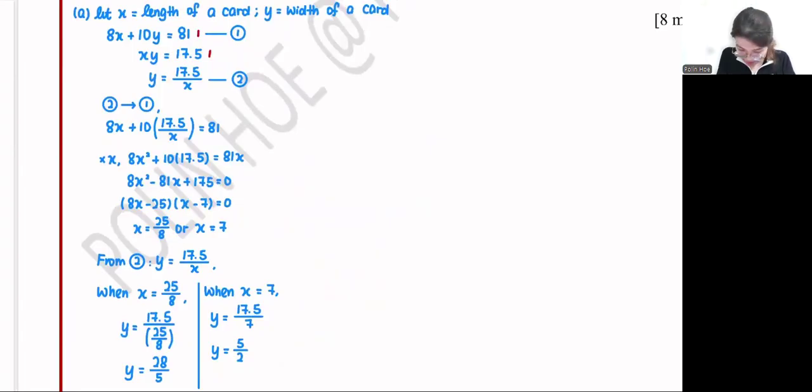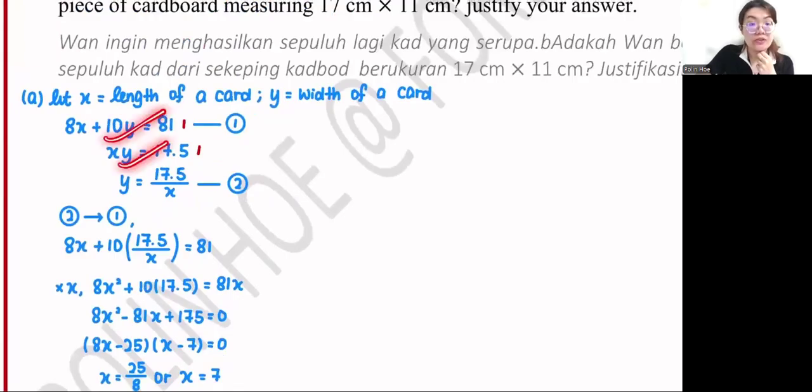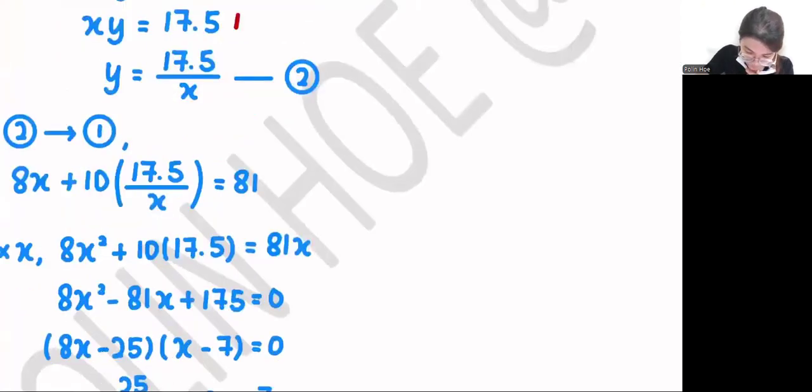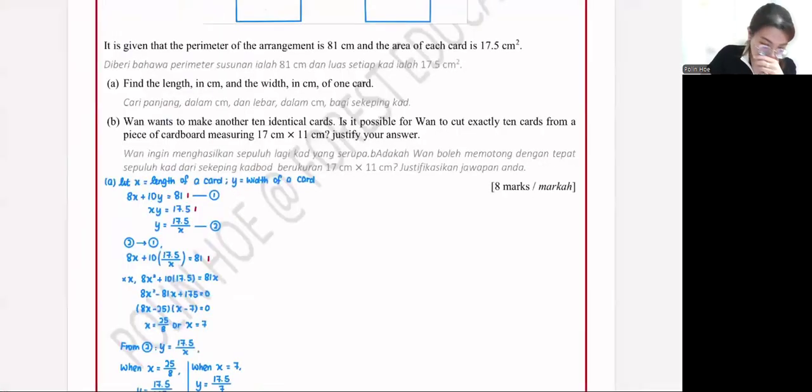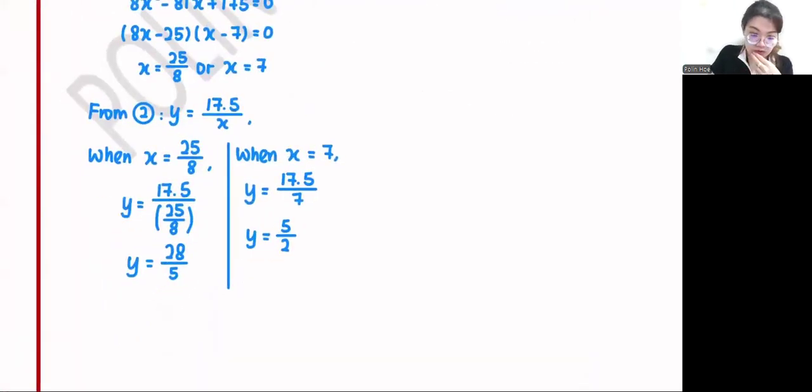We are not done yet. From the calculation, I should get something like this. Now, you are able to form two equations, you get 2 marks. When you do this, you get 1 mark. Where is your 4th and 5th mark? This is your 4th mark. You need to do a conclusion.